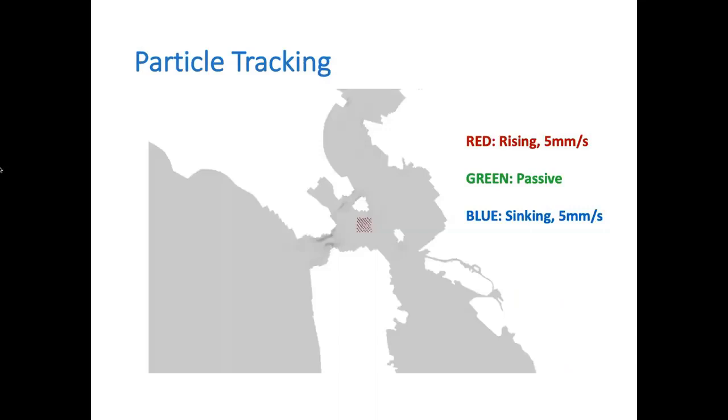So this is the cool part. Rusty pulled together this particle tracking. Right now, in that little square in the middle of Central Bay, we have superimposed little dots, maybe around 100-something, with the red ones representing floaters, the green ones being neutrally buoyant, and the blue ones being sinkers.